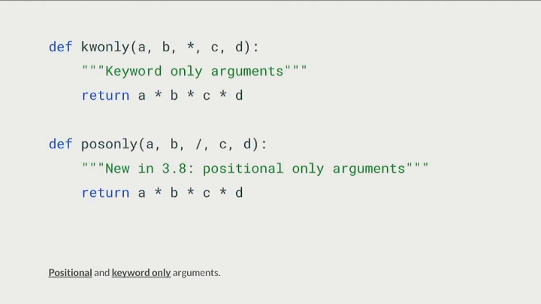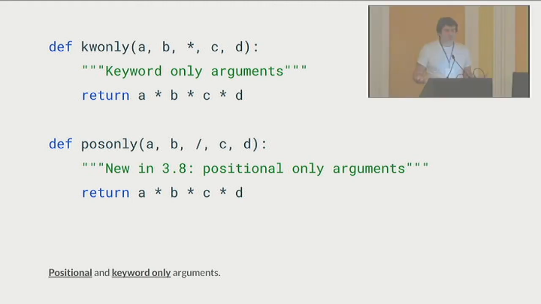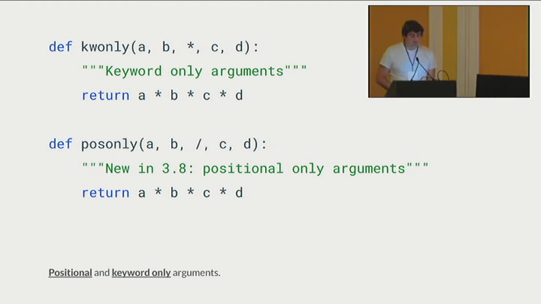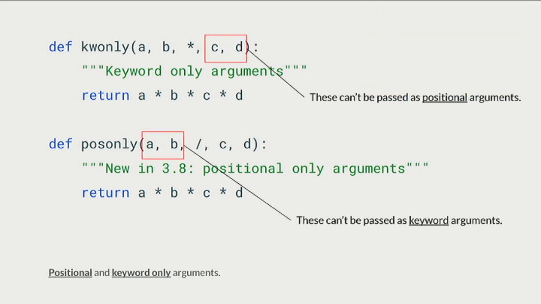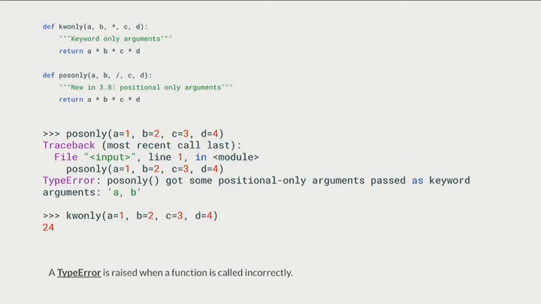As of Python 3.8, was it? Someone correct me if that's wrong. These new features came into the function definition as well, which you might not have seen yet, or might be using every day, who knows. But the asterisk at the top there specifies that everything to the right of that asterisk can only be defined as a keyword argument. And that slash that you see on the second function says that everything to the left of it can only be passed as a positional argument.